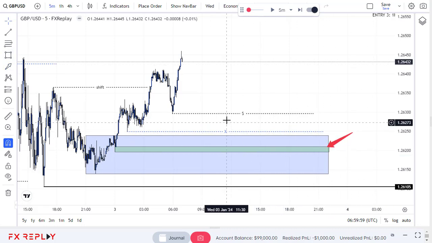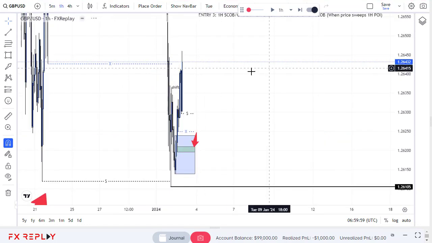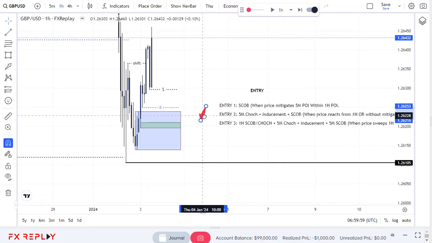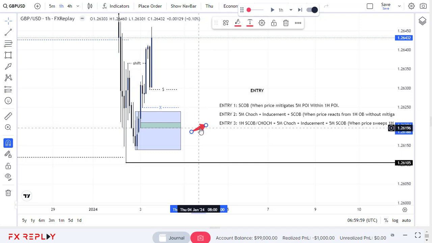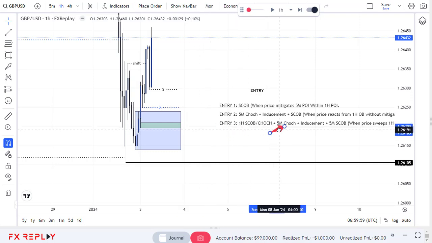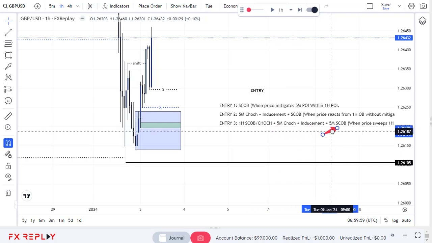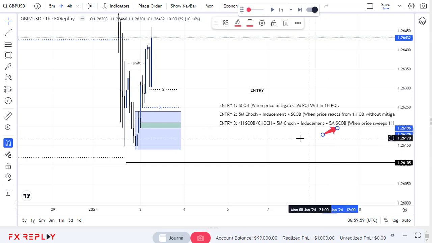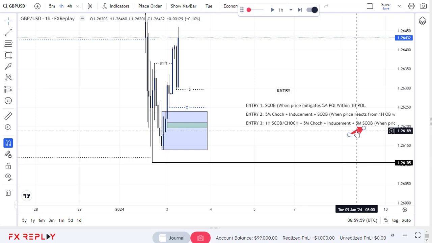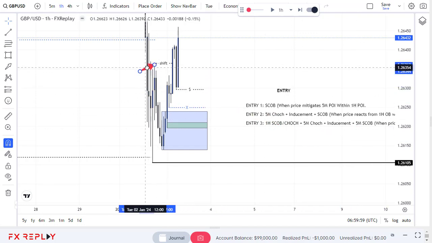So let's play price and see what happens. I'll play this on the 1 hour time frame now. So once again, this is the entry we are paying attention to, this third entry here: 1 hour single candle order block, 5 minutes chalk and inducement, plus 5 minutes single candle order block. So this is the final part of the entry criteria we are waiting for, the 5 minutes single candle order block. We've seen that this is a 1 hour chalk right here, 1 hour change of character.